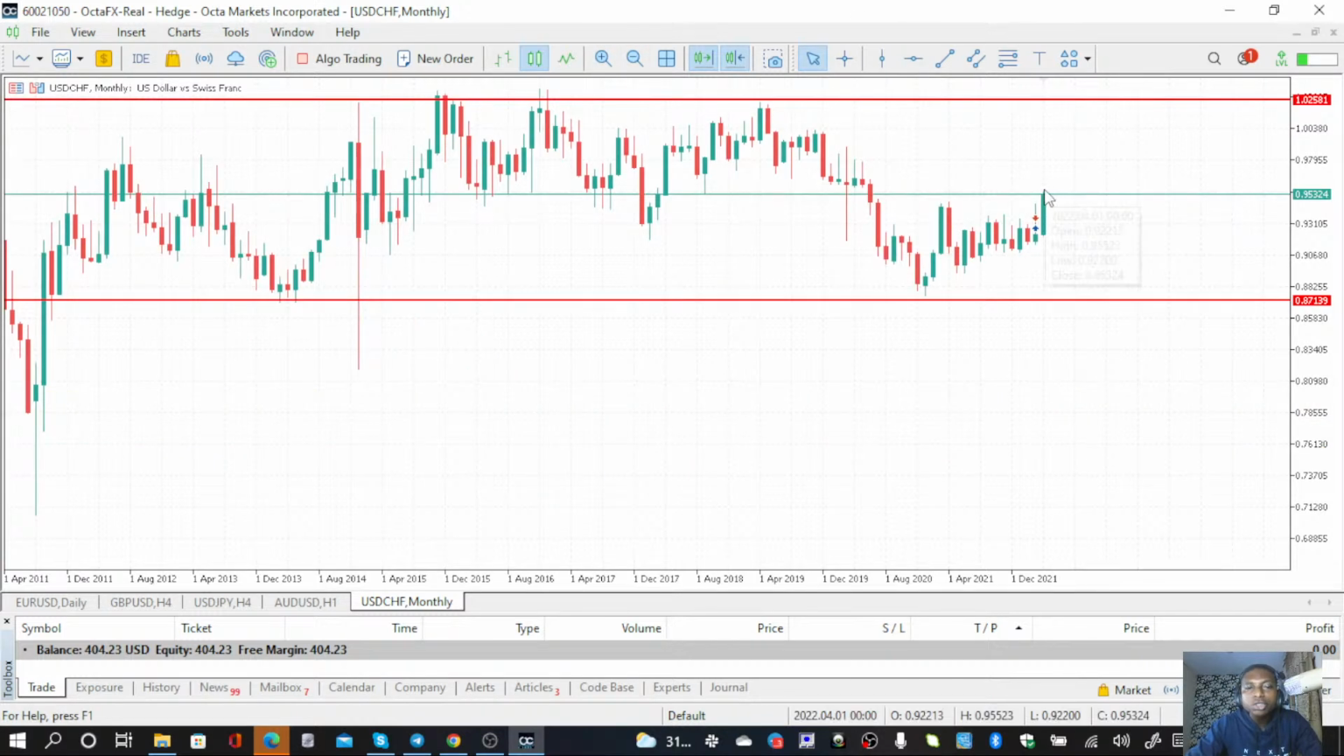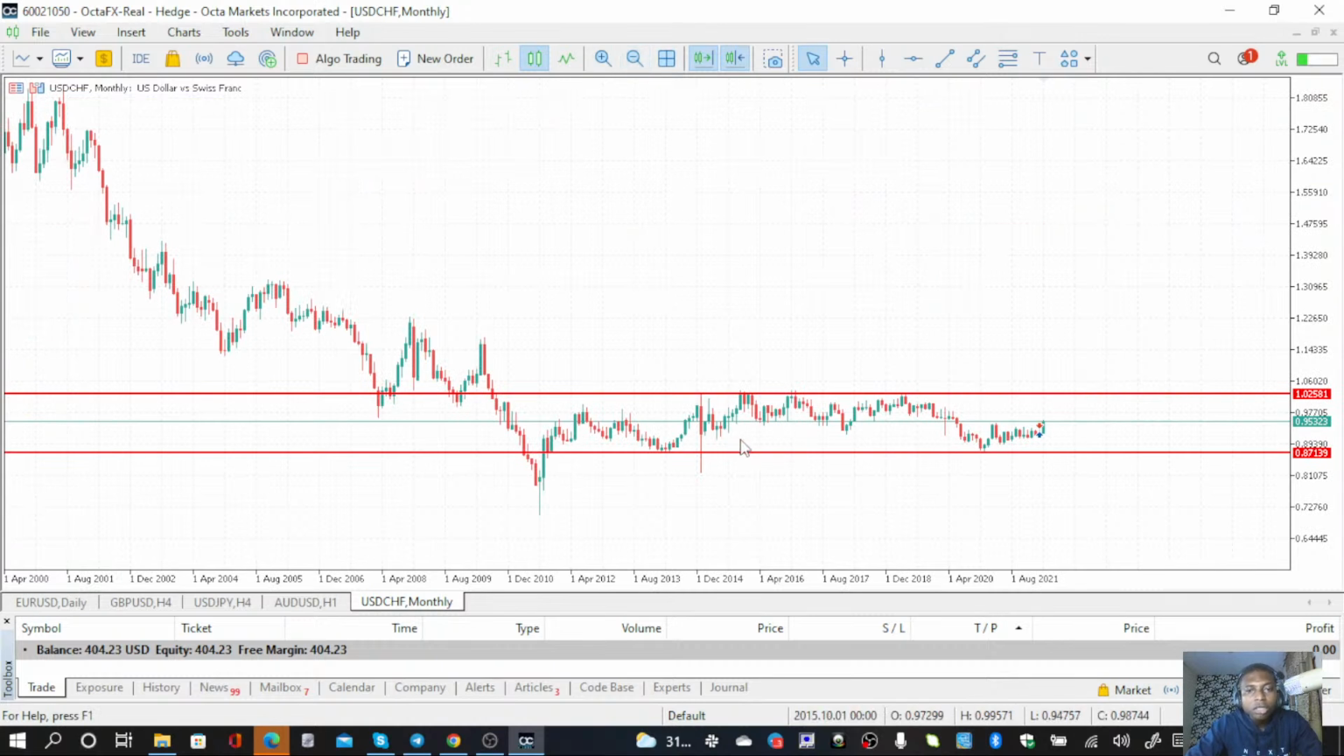Now, you could see so much bullish momentum coming in this month. This month is April. We can see so much bullish momentum coming in here. Now, this bullish momentum here has to be watched, and it means a lot.